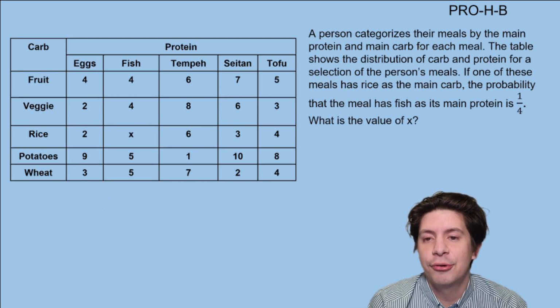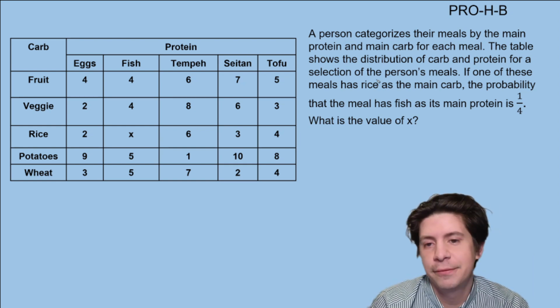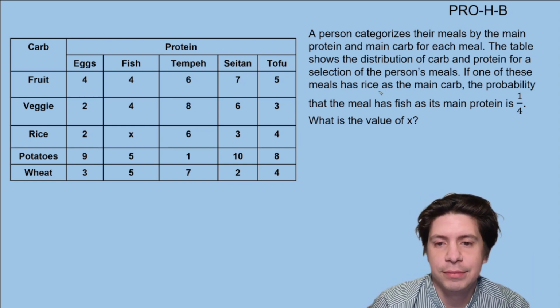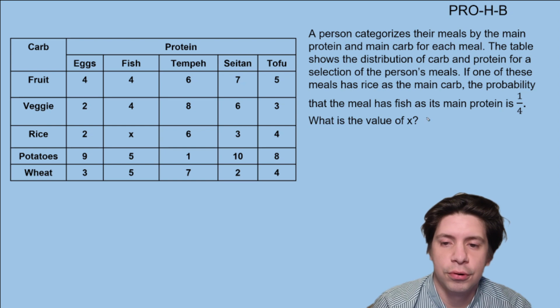A person categorizes their meals by the main protein and main carb for each meal. The table shows the distribution of carb and protein for a selection of the person's meals. If one of these meals has a rice as the main carb, the probability that the meal has fish as its main protein is 1/4. What is the value of X?